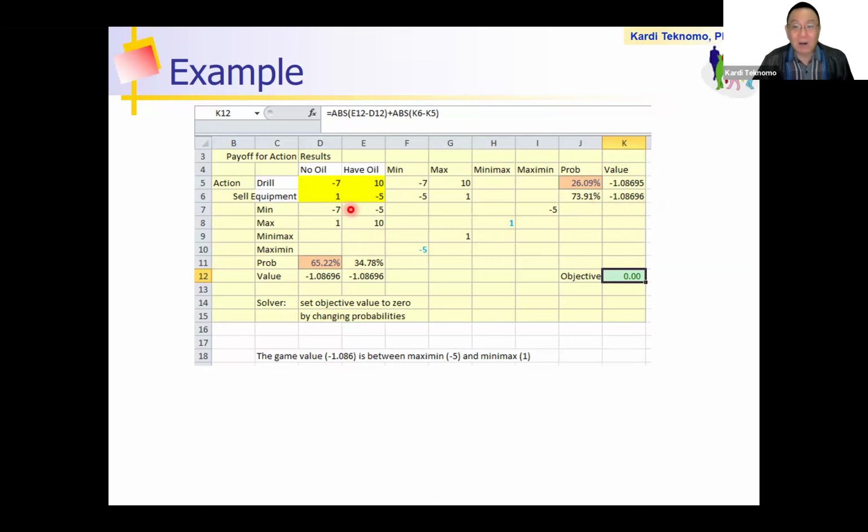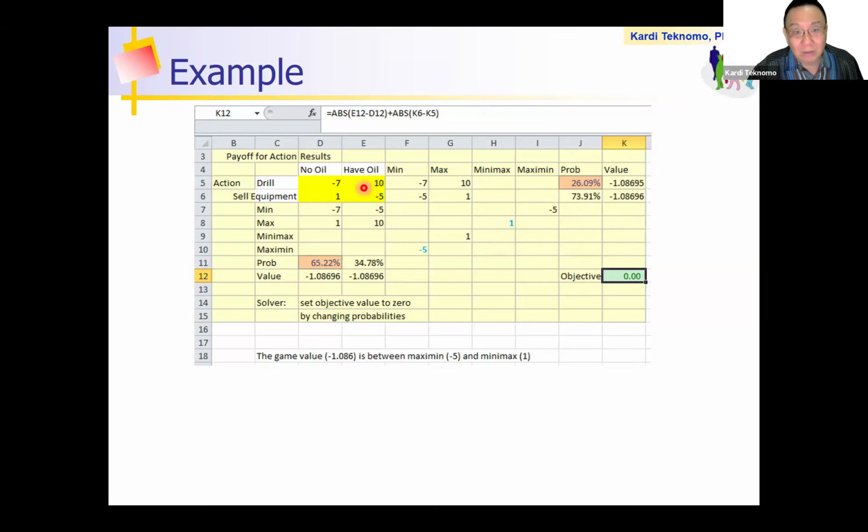The same thing down. This value here is the same as this probability multiplied by minus 7, and this probability multiplied by 1. And here, in column E, it is 10 multiplied by this probability plus minus 5 multiplied by this probability. Initially, you can set, for example, 0 or 1, it is up to you, and then the solver will compute it.